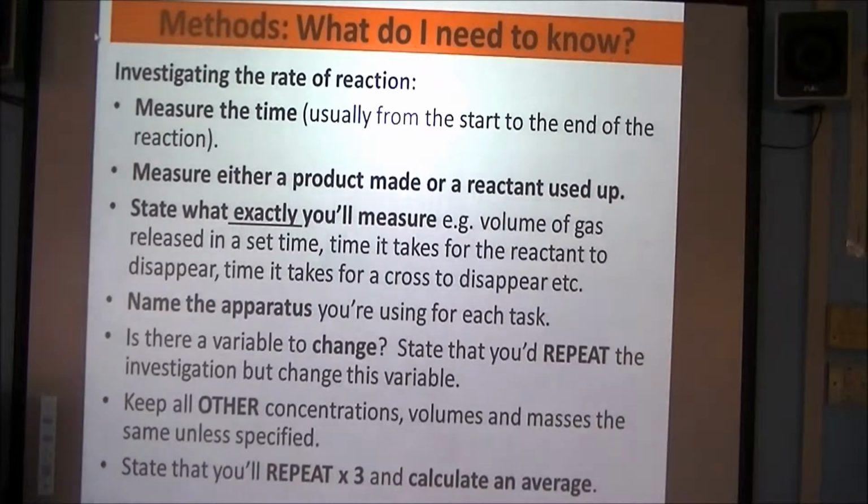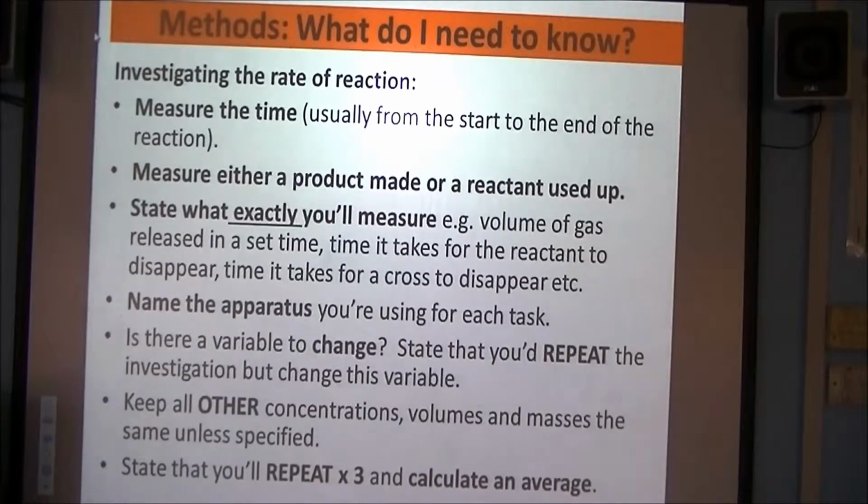First thing you'll need to talk about is things that you're going to have to measure. Don't use the words like record or write down or work out. The key word is measure. So you're going to measure the time that reaction takes, usually from the start to the end of the reaction. And you're going to have to explain, when are you going to need to start that stopwatch? When are you going to need to end the stopwatch? You must make that absolutely clear in your method.